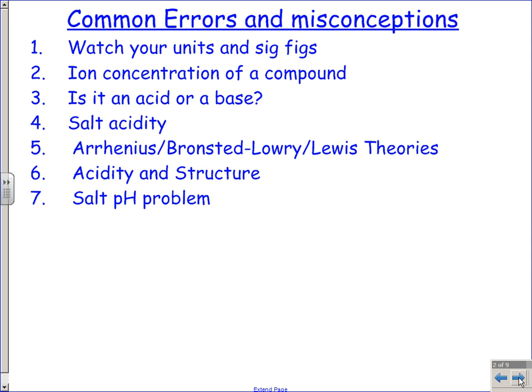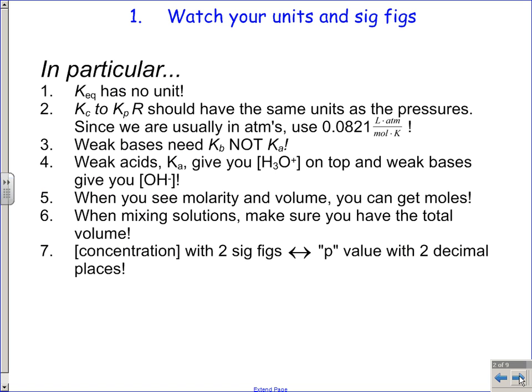First, some of the common errors, as always, watch your units and sig figs. We'll also take a look at ion concentration of a compound and what you have to watch out for there. Identifications of acids or bases, core ideas of this chapter. In particular, salt acidity, how you handle that. Understanding the differences between the three theories we look at, some things about acidity and structure, and then probably the biggest problem people run into with the math stuff from this chapter, because we've already done a bit of equilibrium math, that makes it a little bit easier, but the salt pH problem is often one that people struggle with.